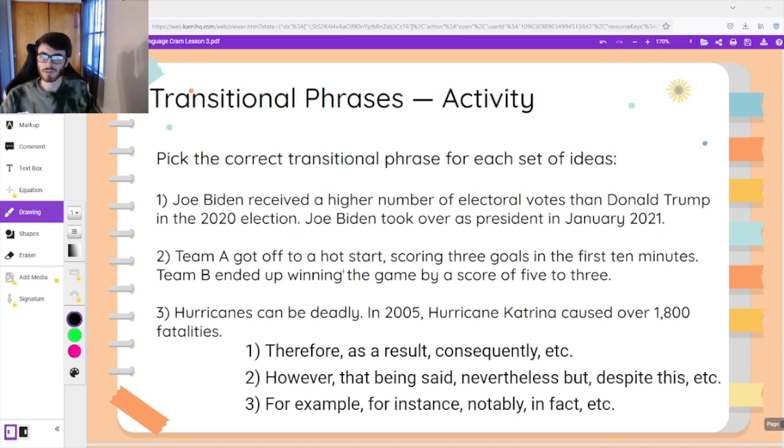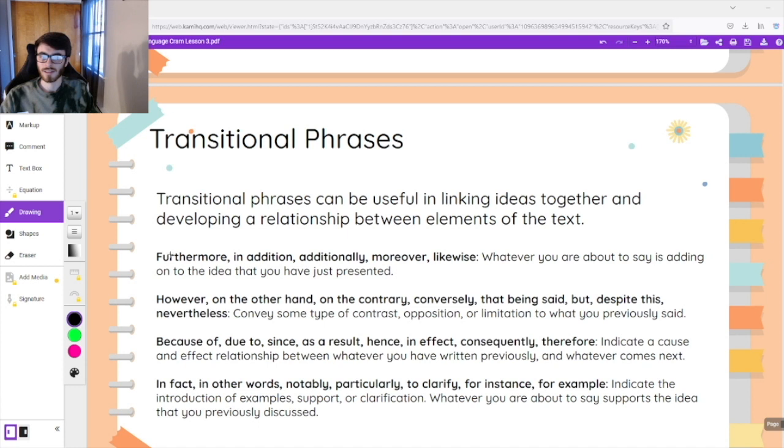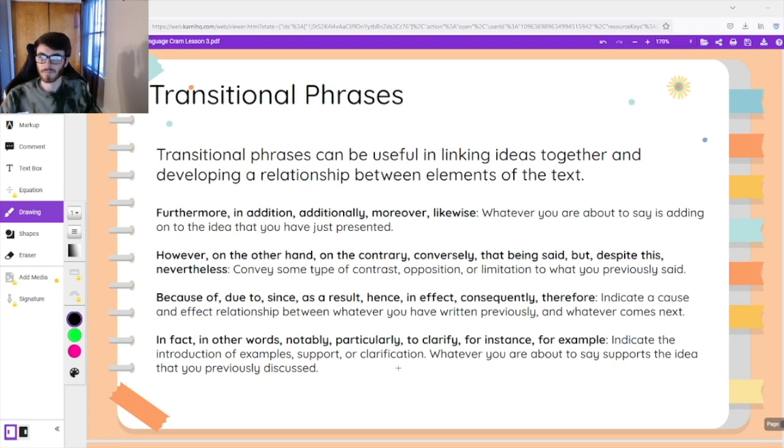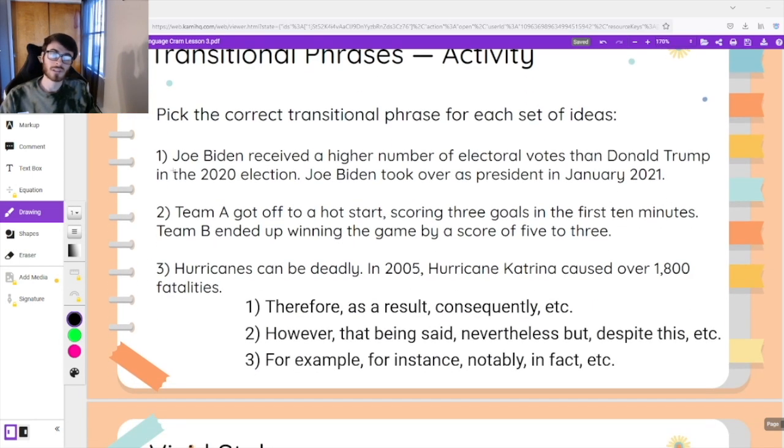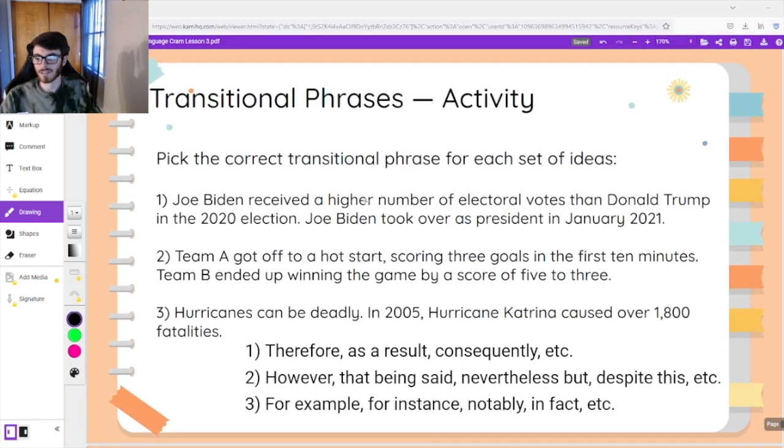Therefore implies that one caused the other. As a result, same idea. You're going to use something in, which category is it? This category. But it has to be one that conveys that the first idea is the cause and the second idea is the effect.